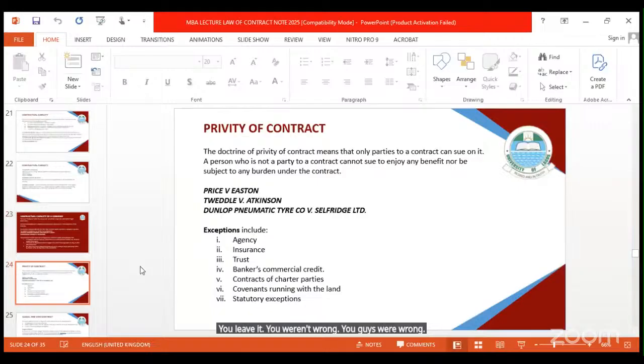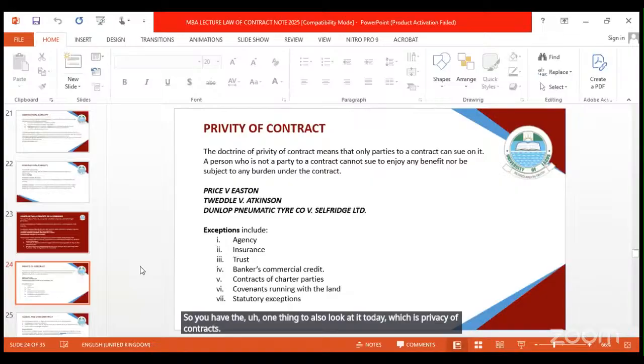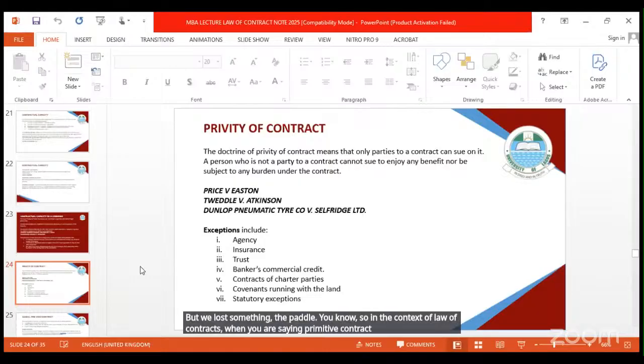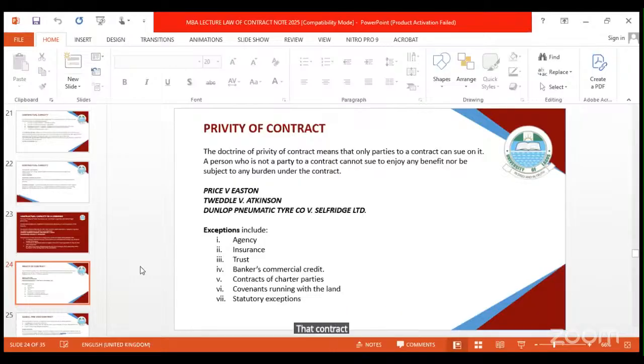Good. So you have the one thing that we also look at today, which is privity of contracts. When you are talking about privy, to be privy to something is to be part of it, to be aware of something. So in the context of law of contracts, when you say privy to a contract, it means that you are part of that contract, right?